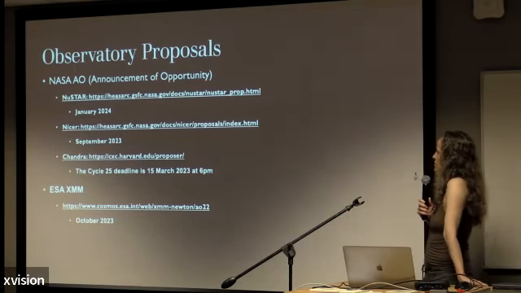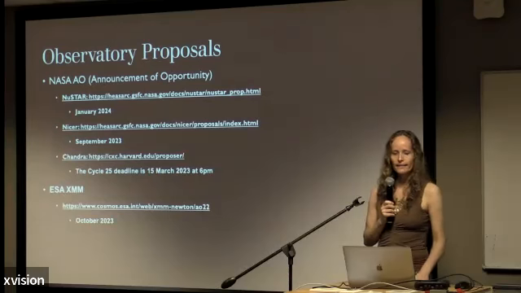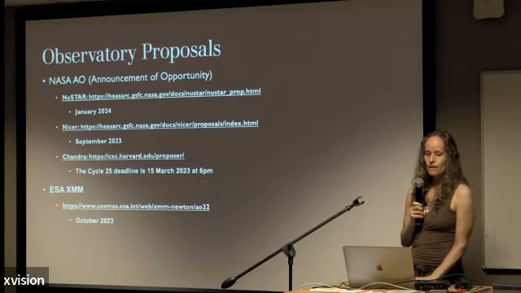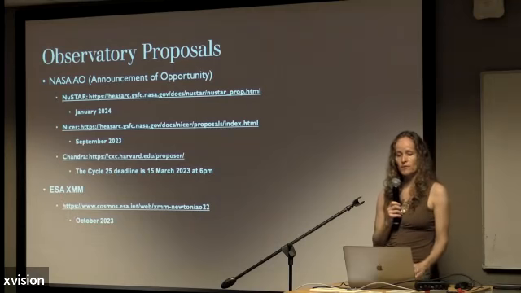Each of the observatories, NuSTAR, NICER, Chandra, XMM, has a cycle once a year where you can apply. We just went through the NuSTAR one in January, so the next one is next year. September 23 is the NICER one, and Chandra is coming up March 15. So if you want to do a Chandra proposal, you can still do that in a month's time.